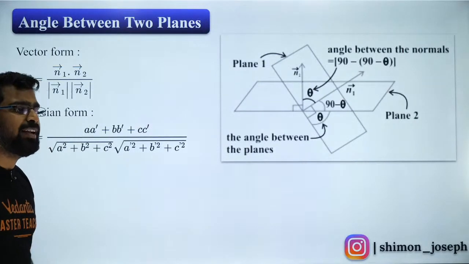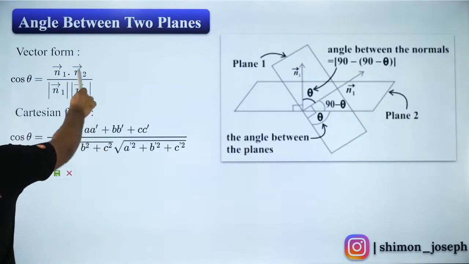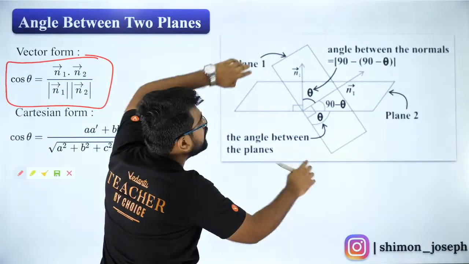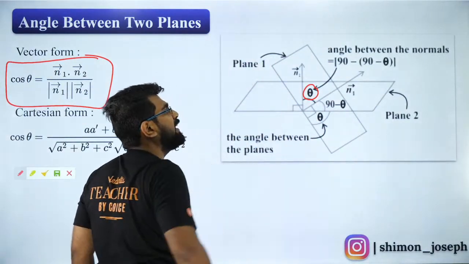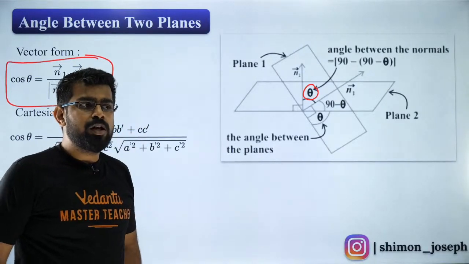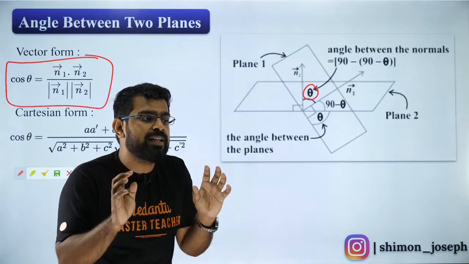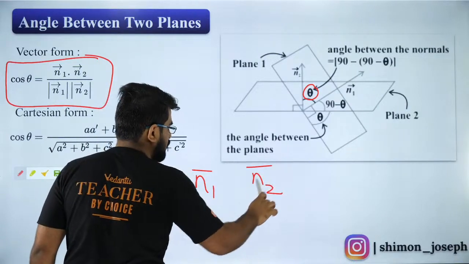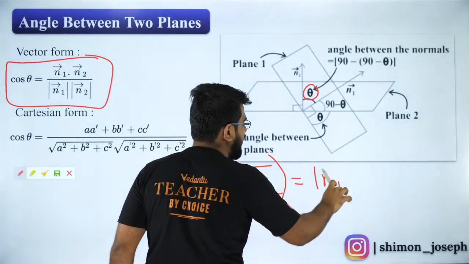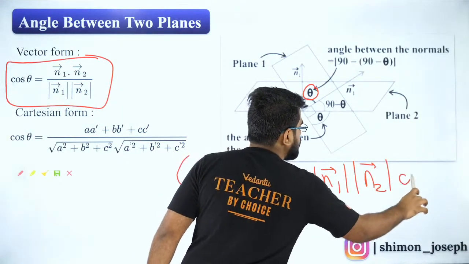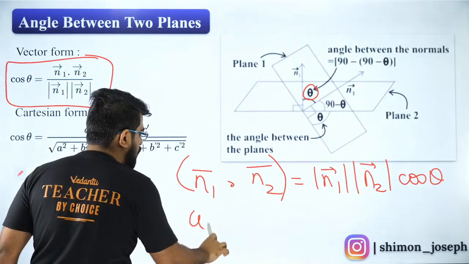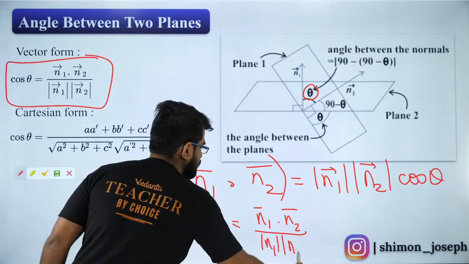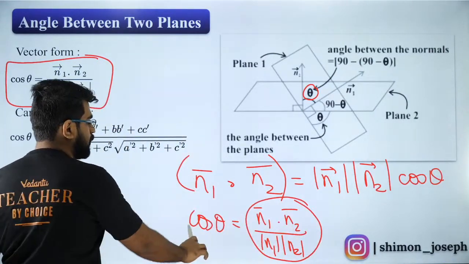Okay, what is the angle between two planes? The angle between two planes is nothing but the angle between the normals. So if you look at it, we have one plane flat and one plane like this. The angle between them is basically the angle between the normals of the two planes. So I have n1 vector, I have n2 vector. So I'll take the dot product, that will be equal to modulus of n1 vector into modulus of n2 vector into cos theta. So cos theta will be nothing but n1 dot n2 by mod n1 mod n2. That's it. So this is cos of the angle between them.